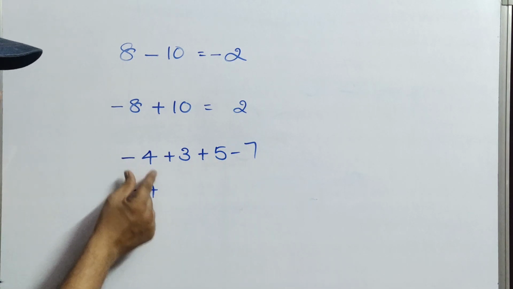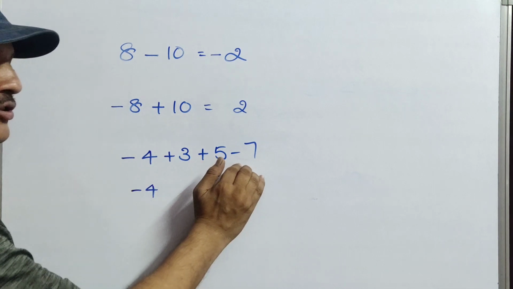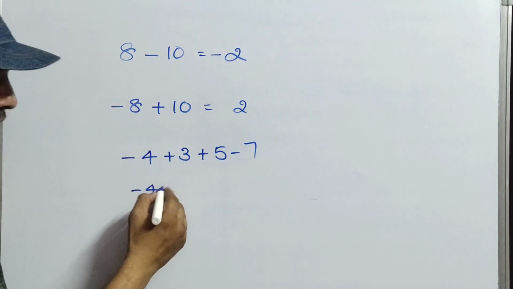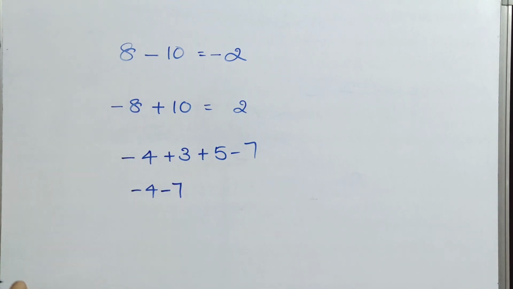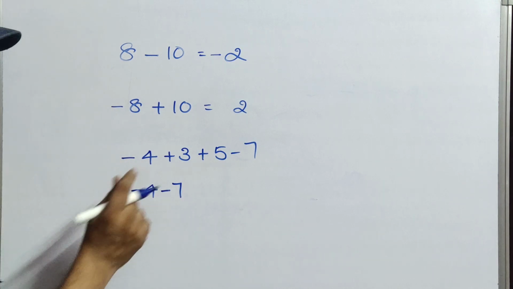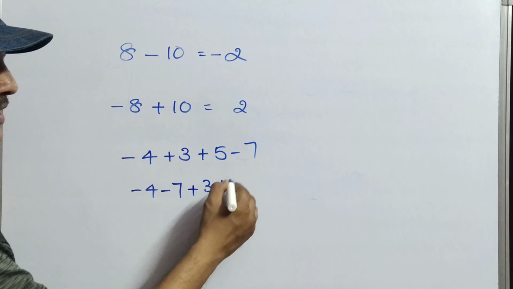Why? Because first what is there, write that one. Along with that, search for any negative numbers. There it is, a minus 7. So immediately write that one here, minus 7. Okay, over. Now what are the leftovers? Plus 3 and plus 5. Right, here, plus 3 plus 5.